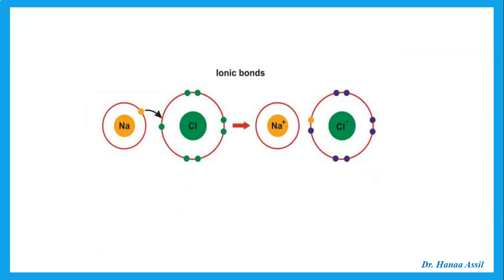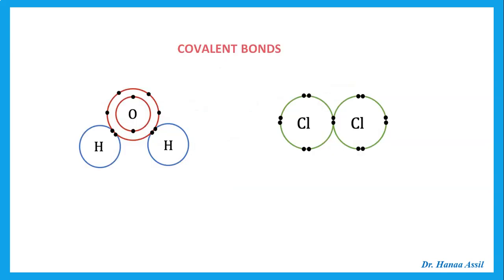The idea is, if we have a metal and a non-metal, the metal wants to lose in order to have a full outer shell, the non-metal needs to gain in order to have a full outer shell, and the bond that is formed between the positive and negative ions is what we call an ionic bond. But if we have only non-metals, all of them are non-metals, oxygen, hydrogen, chlorine, all of these are non-metals, they're not going to lose or gain, they're going to share electrons, and this is called a covalent bond.